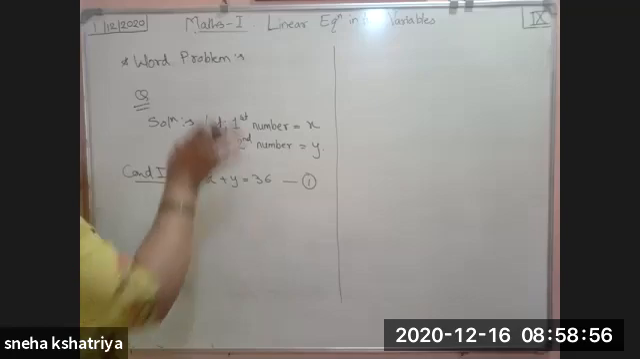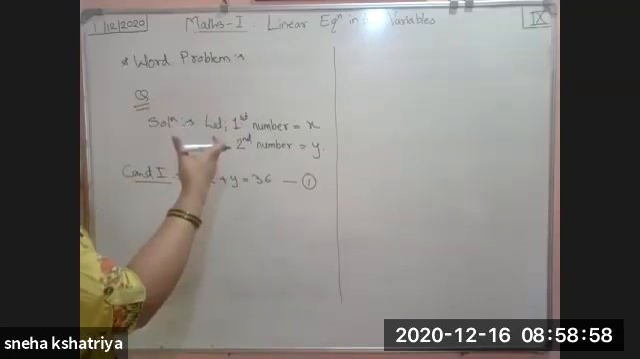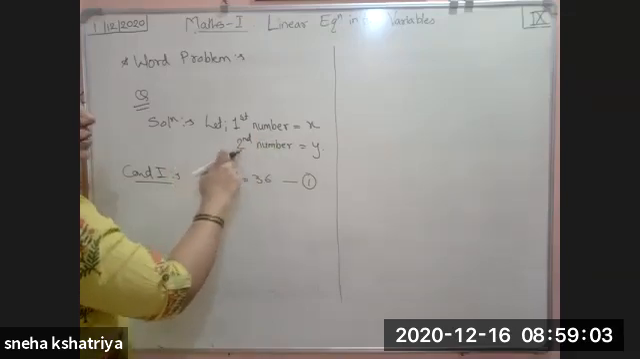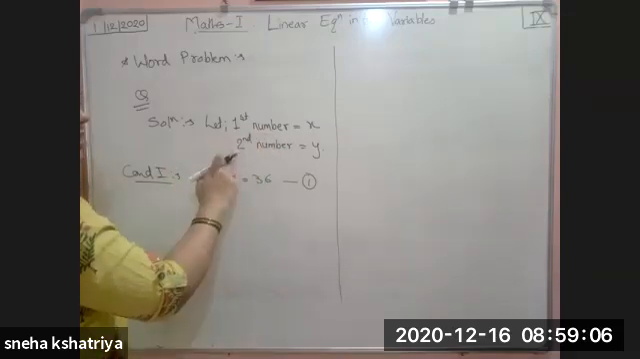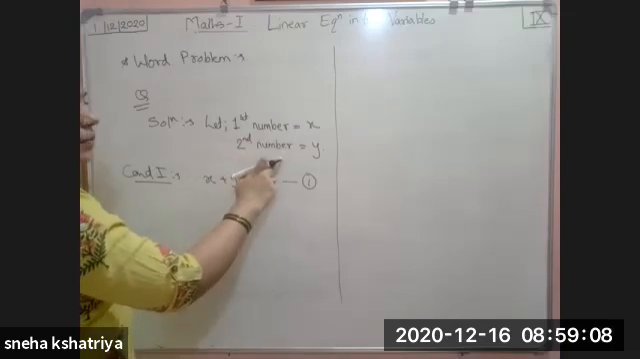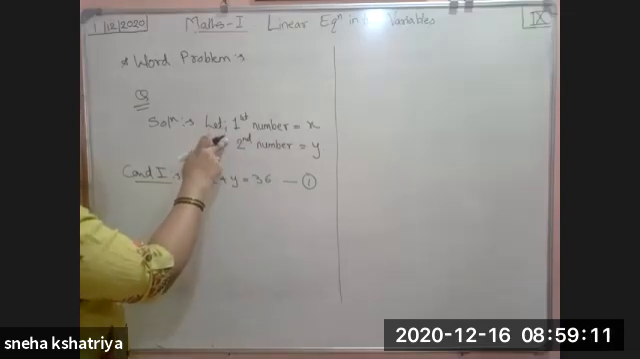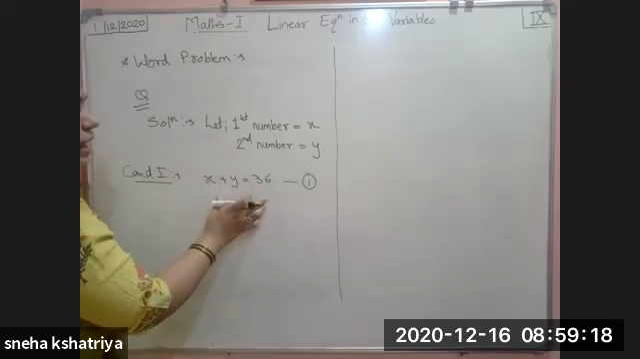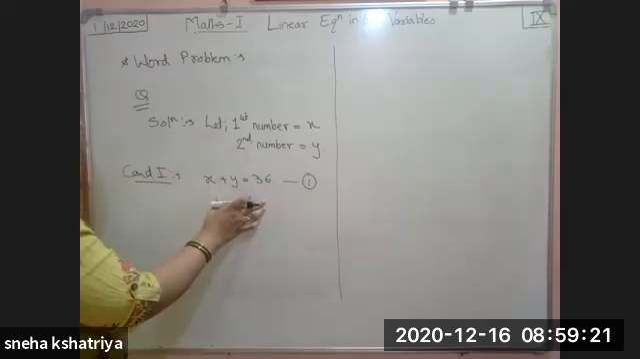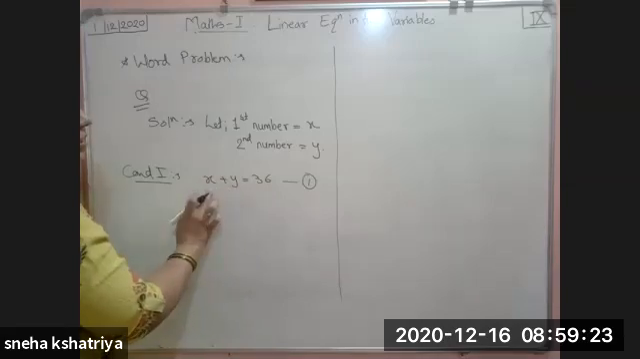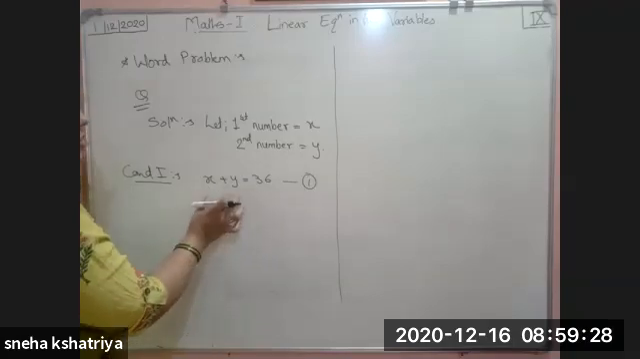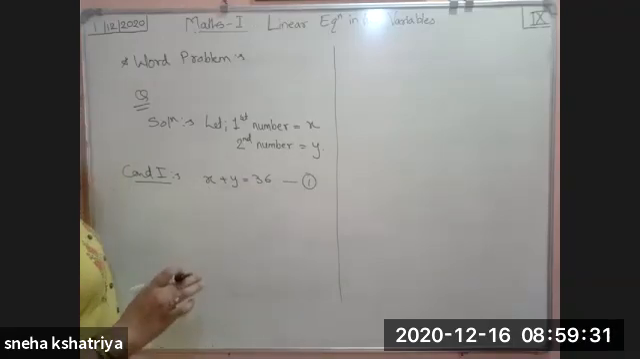What did we do? We read the question, we understood it properly, then we supposed what the numbers are: first number and second number. Then whatever we have supposed, we translate into a mathematical statement. So the first condition given is that the addition of these two numbers is 36. So we have supposed x plus y is equal to 36.